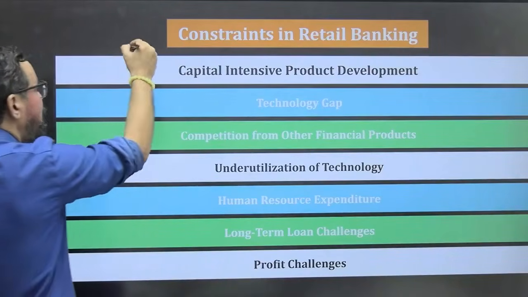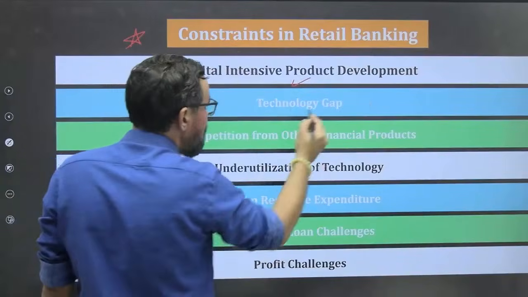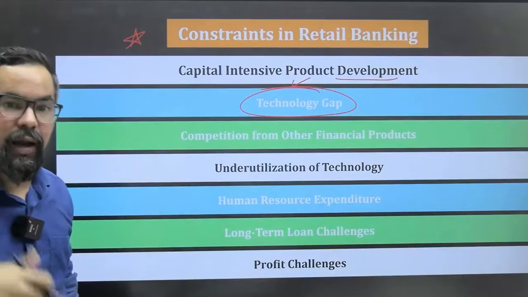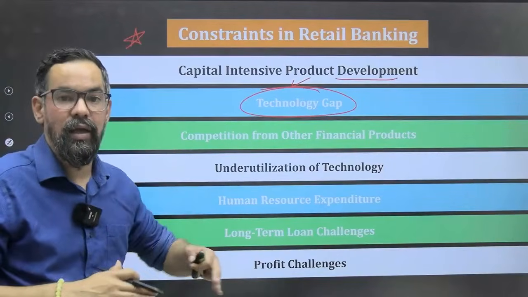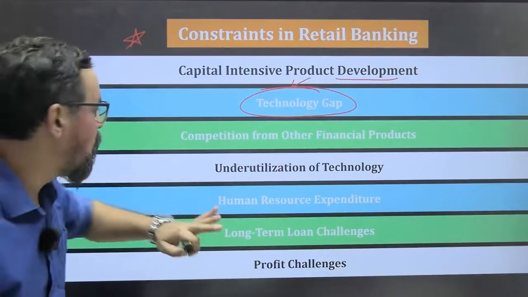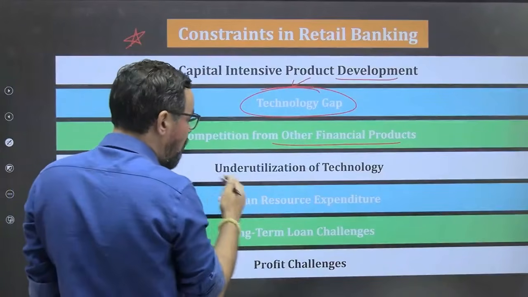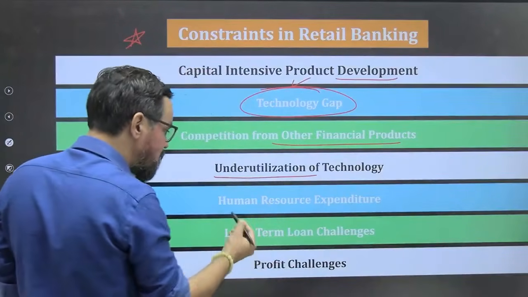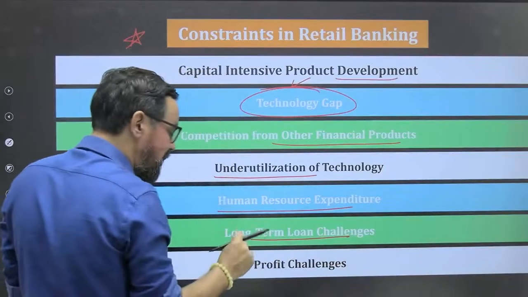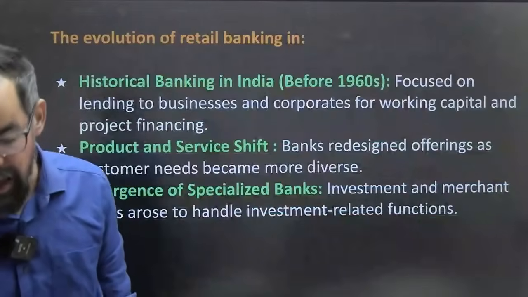The constraints of retail banking: capital intensive product development; a technology gap in some areas, and users who are not that techno friendly compared with merchant banking, wholesale banking and corporate banking; competition from other financial products; underutilization of technology; high human resource expenditure; long term loan challenges and profit challenges with some products, and high competitive rates.